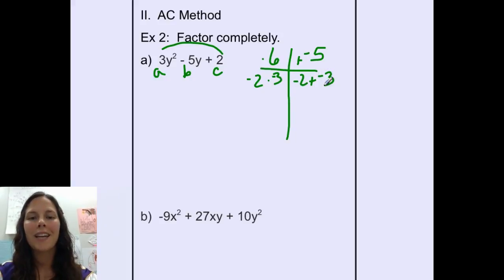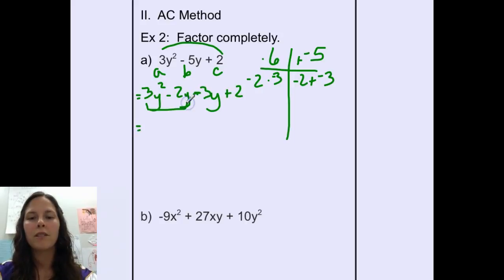Here is where we cannot throw it into binomials like we did last time. What those two values do is give us the way to split up that -5y so that we can factor by grouping. Keeping our 3y squared, our -5y becomes -2y minus 3y, and then we keep our plus 2. Now we can factor by grouping.